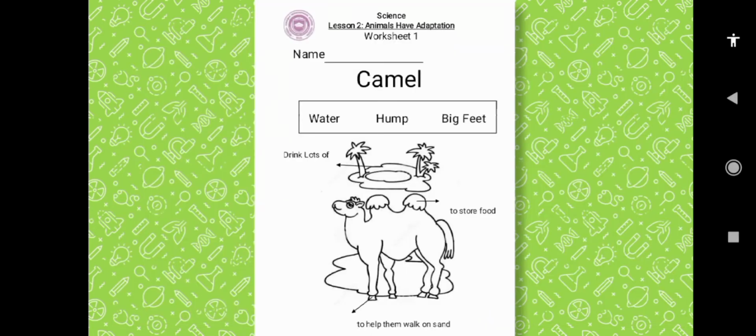Let's solve this worksheet. First, trace the word camel. Camel. Now let's fill in the blanks. What does the first arrow point at?